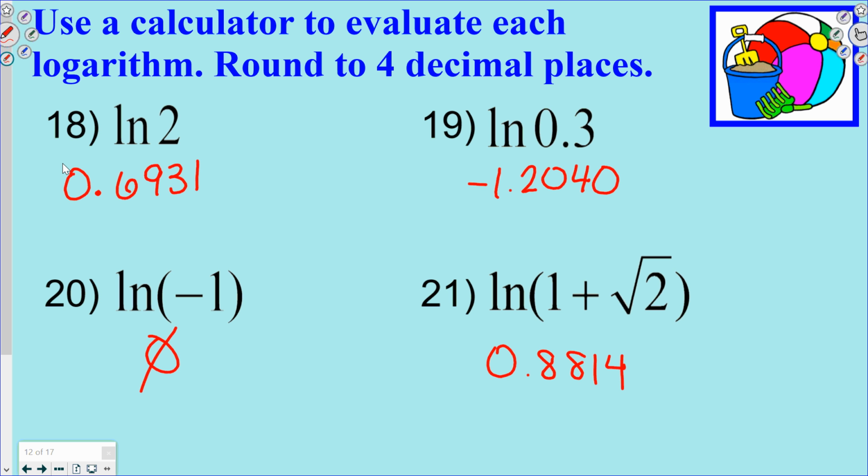Natural log of 2, you got what? 0.6931. What the heck is going on with your calculator? Let's see. There we go. One of your settings was wrong. So remember that second plus 712 to reset your calculator. You probably should have done that.